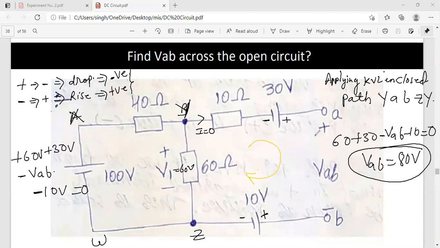So see, what looked like an open part, current is 0, so voltage should also be 0. But when we actually calculate, you can see that you will always have a voltage across an open circuit. Is it clear, students? Are you getting the logic now? Student: Clear, sir. Why do you ignore the voltage of the 10 ohm resistor? This one? Yeah. Because voltage is always I into R.